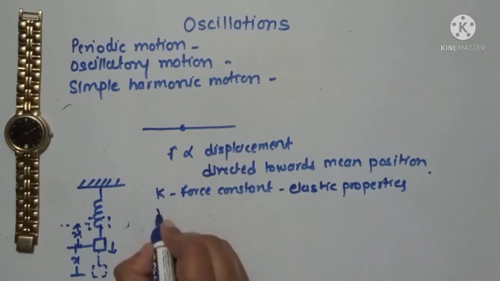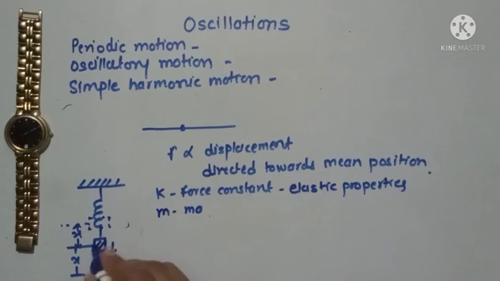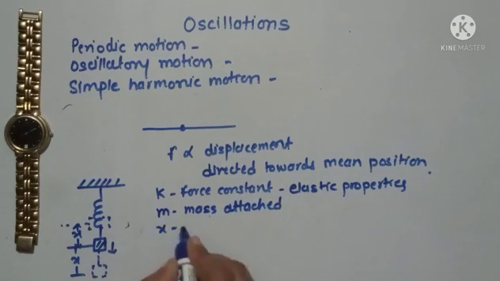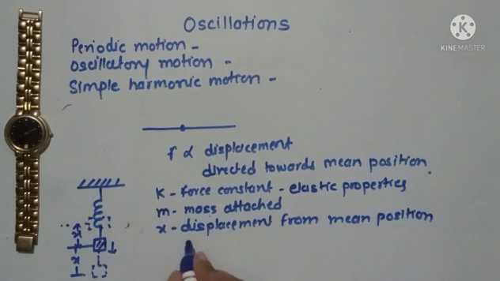Let m be the mass of the object attached to the spring, and let x be the displacement from the mean position. Now according to simple harmonic motion, we can say that this force is directly proportional to the displacement, and it is always directed towards the mean position.